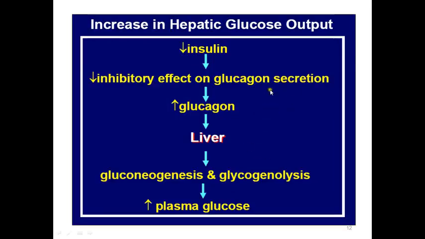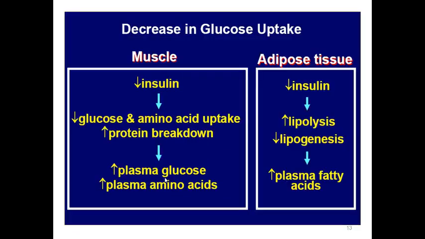So decreased insulin will cause decreased inhibitory effect on glucagon secretion, thus increased glucagon, and this increase in glucagon will in turn act on the liver, causing gluconeogenesis and glycogenolysis, which both will result in an increase in the plasma glucose level. So one way of having hyperglycemia is increased production of hepatic glucose under the influence of glucagon.